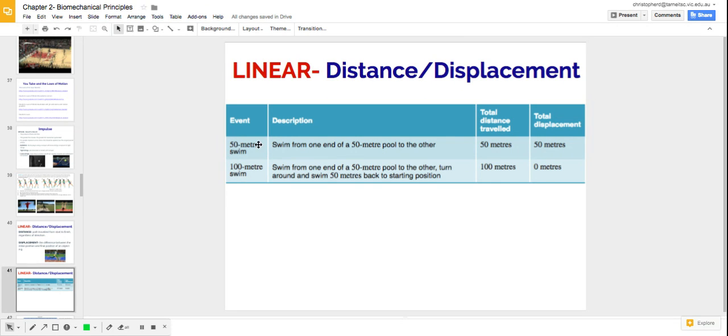But if we swim 100 meters, so we swim up one end 50 meters and then come back to the starting position, our distance covered is 100 meters, but our total displacement is 0 because we are back where we started.